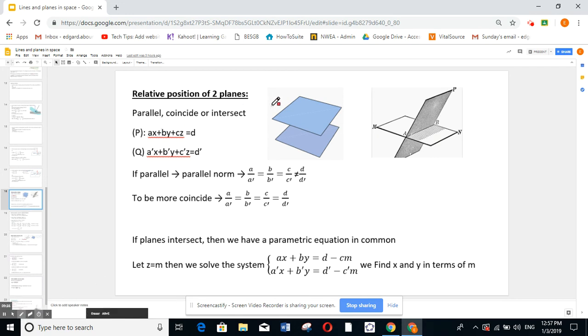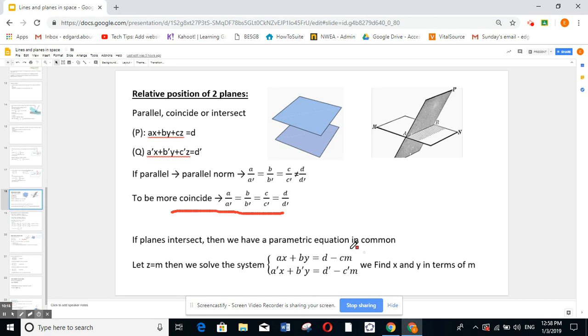Relative position of two planes. Either two planes are parallel, or they are the same plane, or they intersect along a straight line, like this one, given by a parametric equation. So how do we know? If you have this equation, if a over a prime equals b over b prime equals c over c prime equals d over d prime, they coincide, the two planes are the same. If a over a prime equals b over b prime equals c over c prime, but not equal to d over d prime, it means they are parallel. If a over a prime is not equal to b over b prime, for example, or any of the two equalities is not correct, we say they intersect.